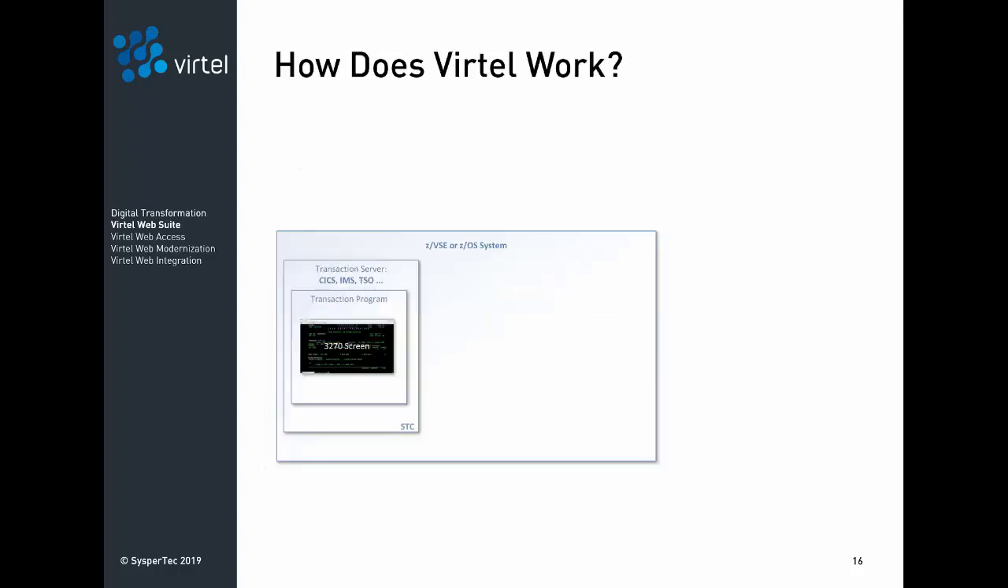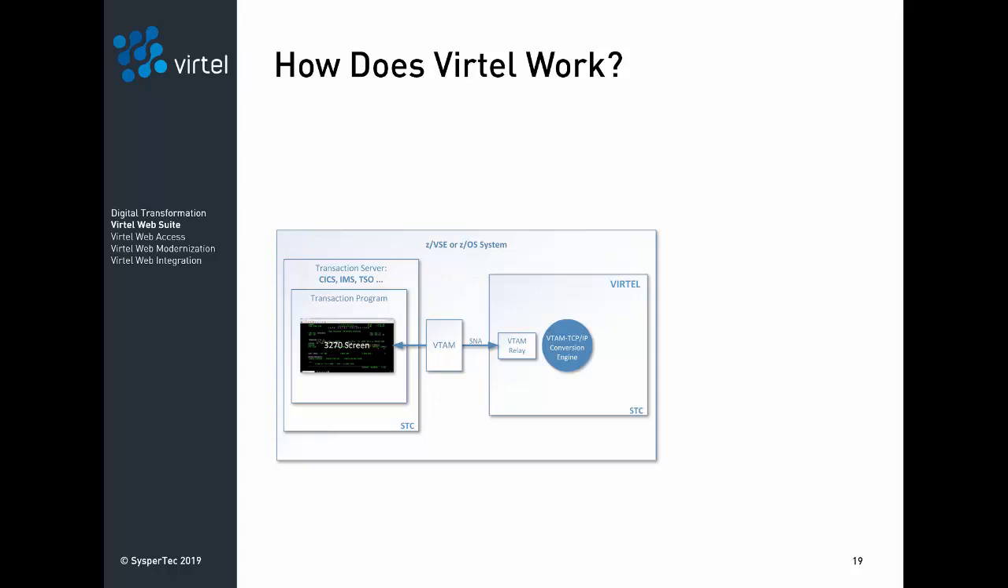So how does Virtel work? Transaction programs interface with users via 3270 screens. Those screens are served to users via VTAM SNA connections. Virtel runs as a started task on the z/OS or VSE system. It intercepts the VTAM SNA connections using a VTAM relay.